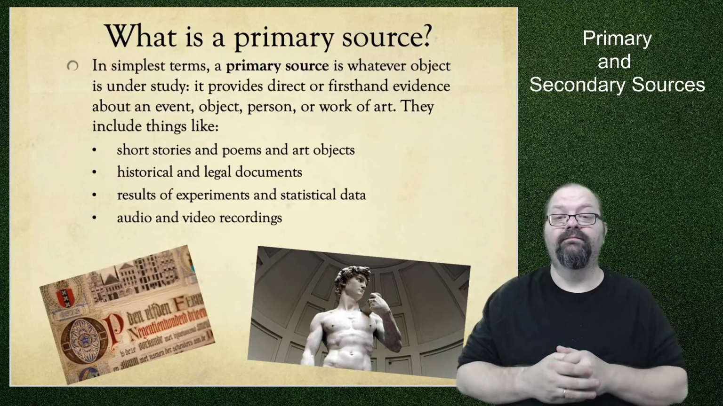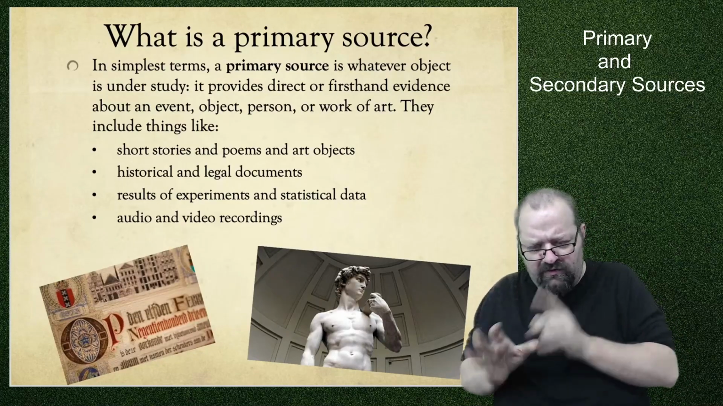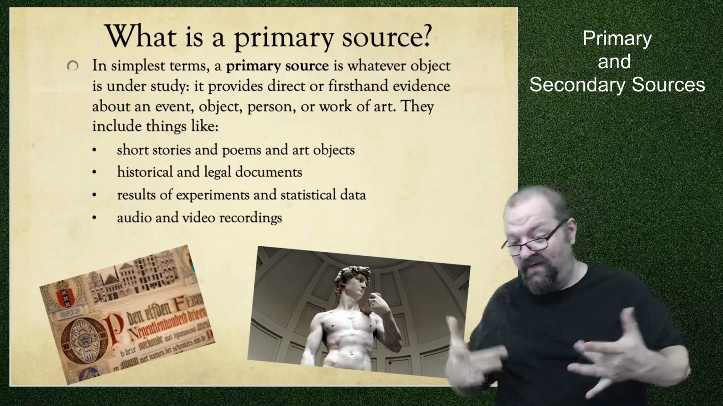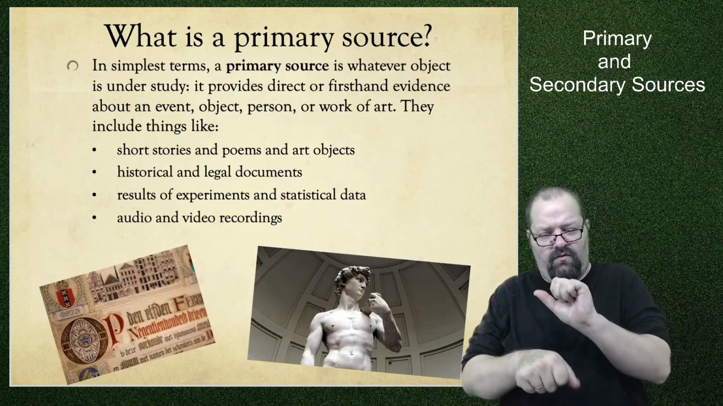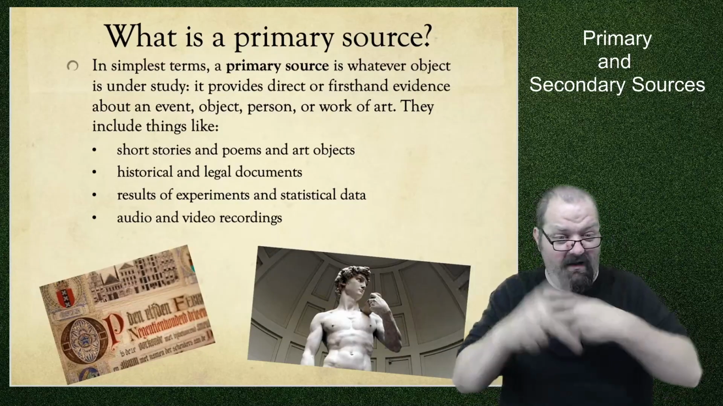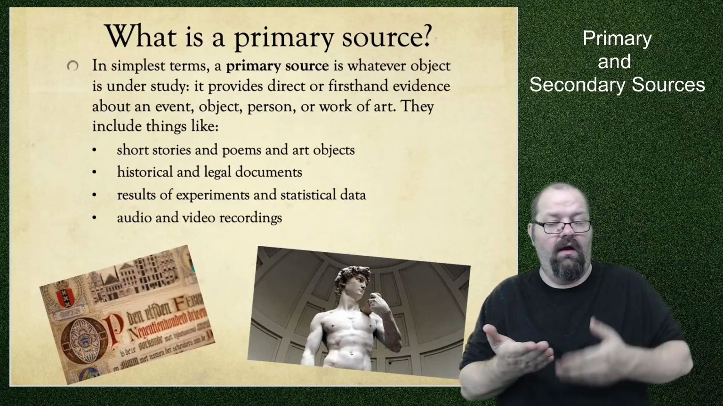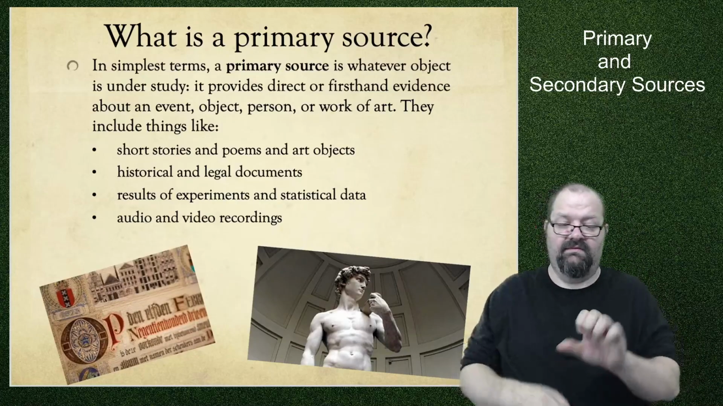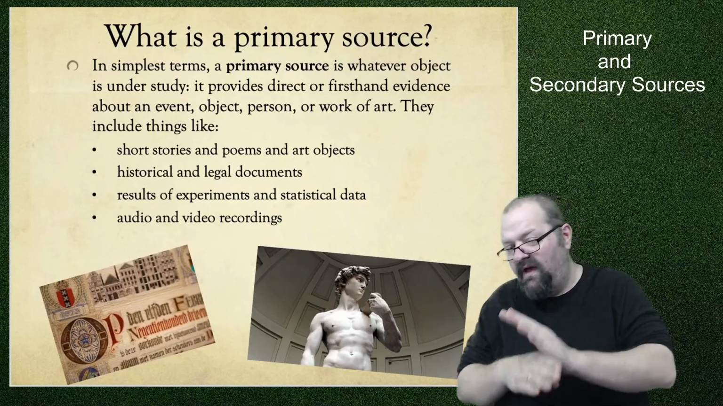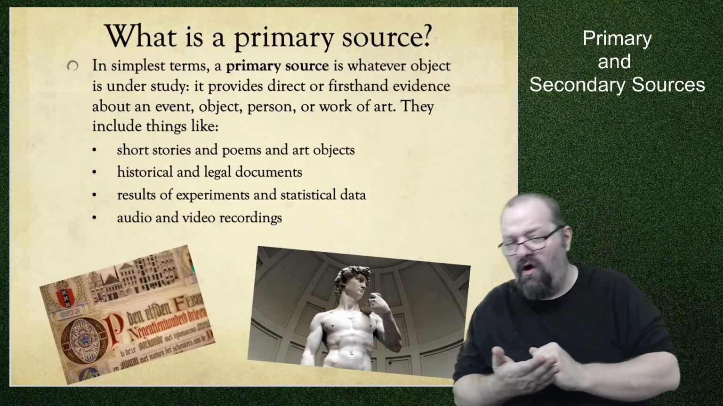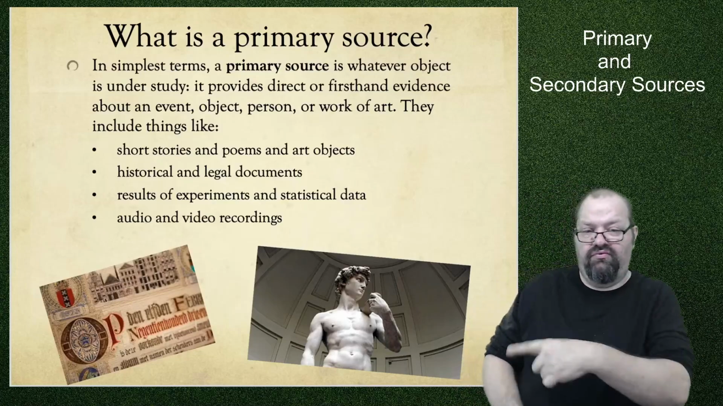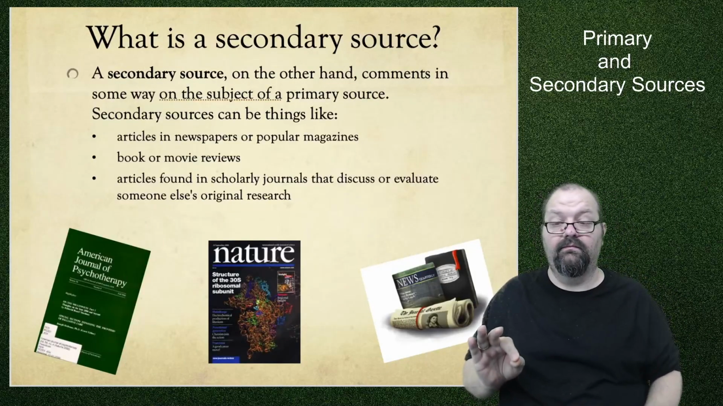Let's define a primary source first. A primary source provides direct or first-hand evidence about an event, object, person, or work of art. It's the main object you're studying. A primary source can be many things depending on what you're studying. It could be an eyewitness account, the results of experiments, statistical data, a short story, a poem, a film, video or audio recording, speeches, a piece of art, an archaeological artifact, a historical document, and other objects like these. Those are primary sources.